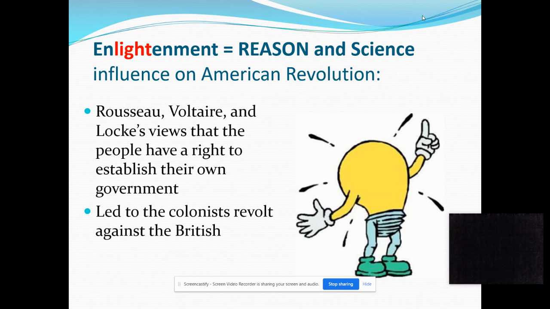The reason I do that is it gets that idea in your brain. When you see light bulb, I want you to think enlightenment, and then I want you to associate it with reason and science. So that's why I make you do these little drawings and sketches. All right, I'm going to time you for 1 minute. You can go ahead and start.